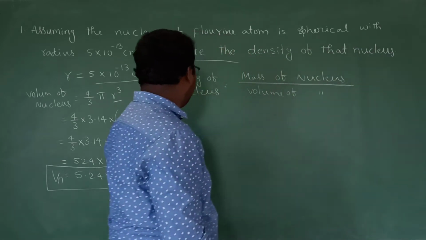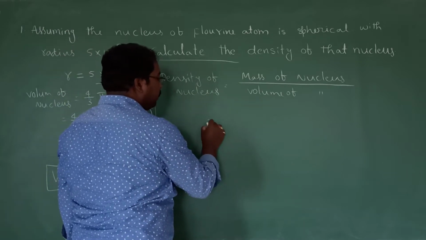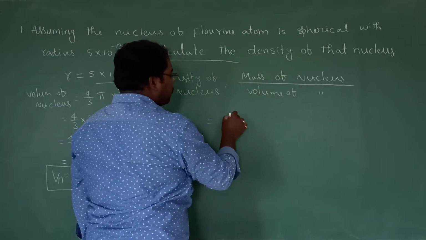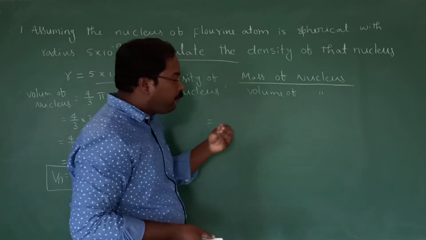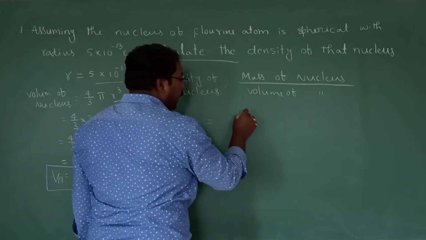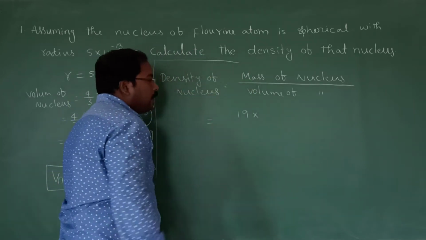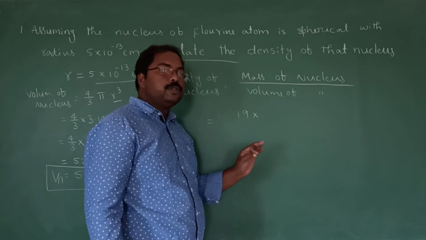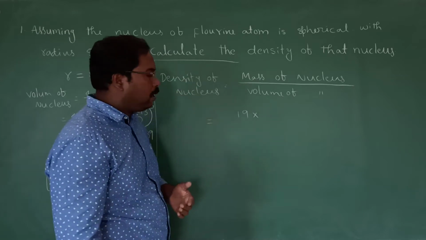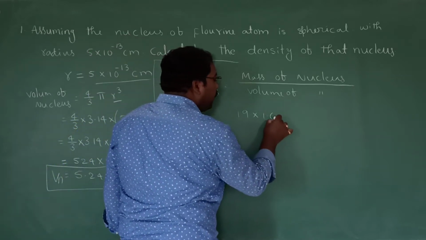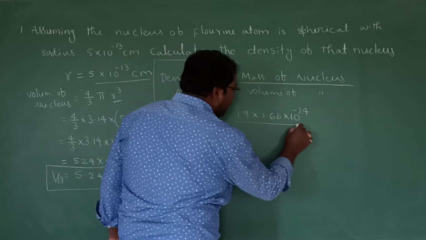What about the mass? What is the atomic weight of fluorine? Coming to the density calculation. Mass of nucleus. Electron mass is anyway neglected. The atomic weight of fluorine is 19. Okay? But that 19 is in AMU. So we need to convert that AMU into grams for density. So 1 AMU is nothing but 1.66 into 10 to the power minus 24 grams.